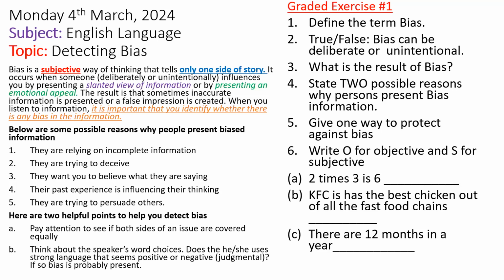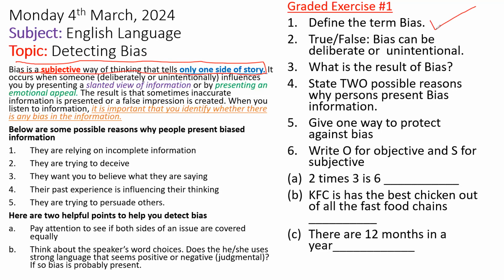Number one says, define the term bias. What do y'all have for that one? Bias is a subjective way of thinking. It tells only one side of the story. Very good. How many persons have that? Let me know if you have that. If you have it, put a tick. If you do not have it, put an X and correct your work.